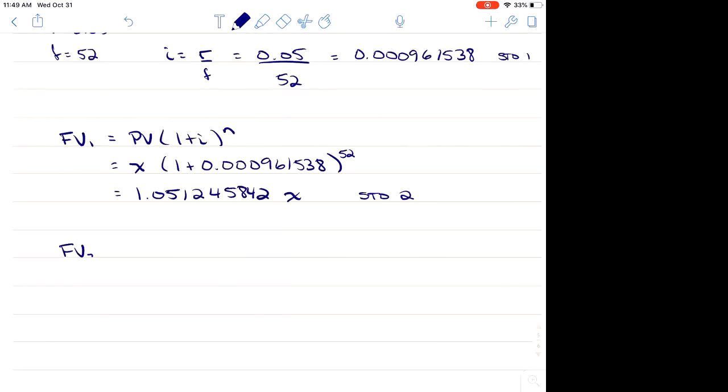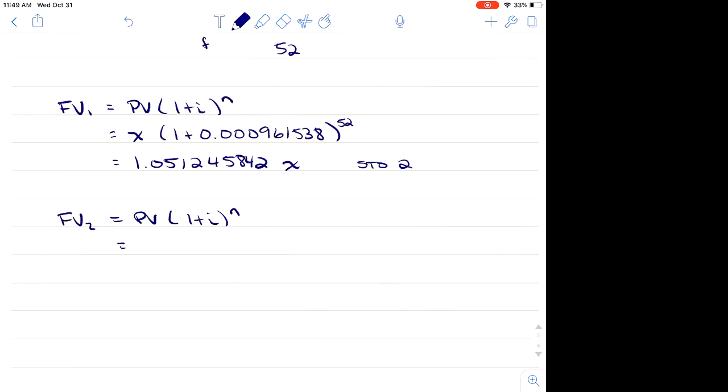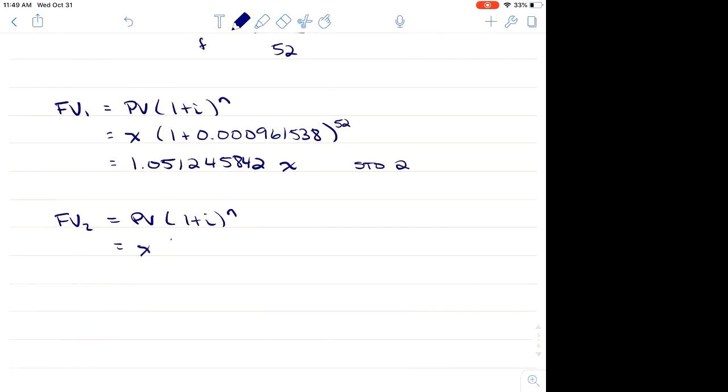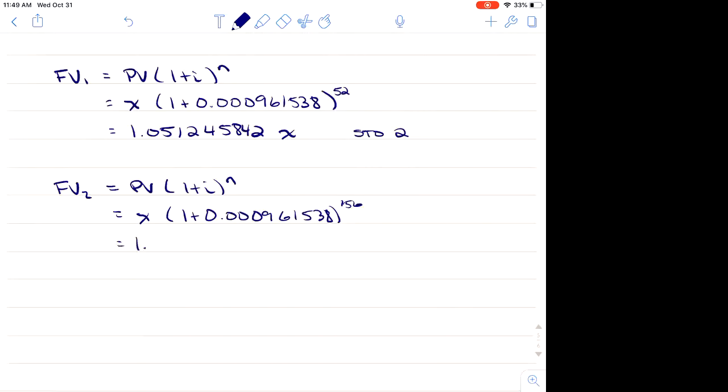Now we can solve for future value 2. Future value 2 is the present value times 1 plus i to the power of n. The present value, again, is just x, right? They have to be equal payments, so we just use x times 1 plus 0.00096153.8 to the power of 156 this time. And so I've got 1 plus recall 1 equals, and then to the power of 156, I get 1.161750513 times x. For good measure, I'll store this in 3 just in case I need it. Yeah, I got 1, 7 on the future value 1, 5, 8, 1, 7.